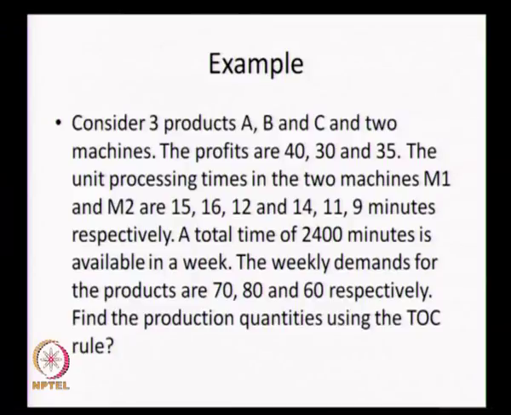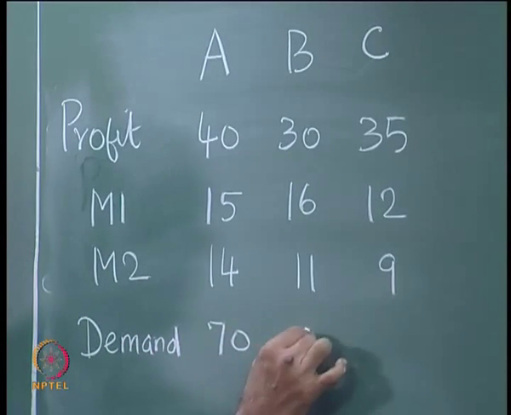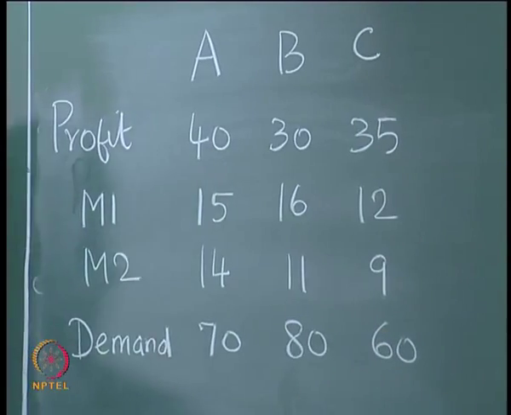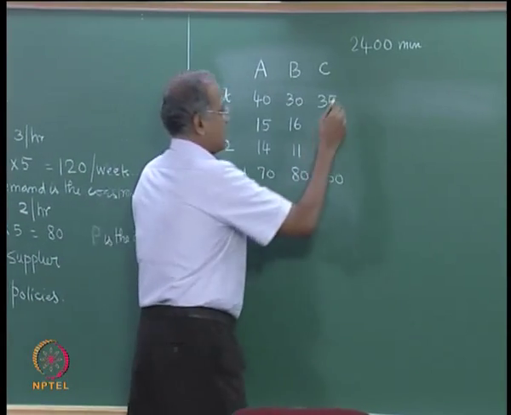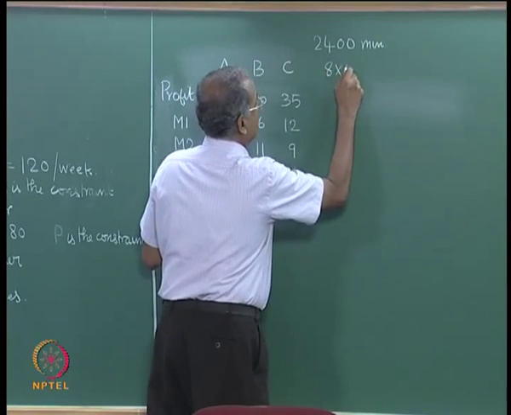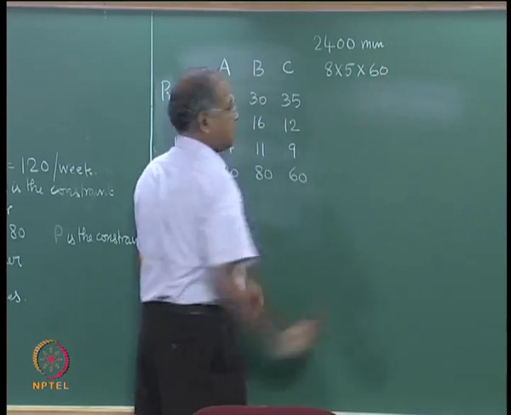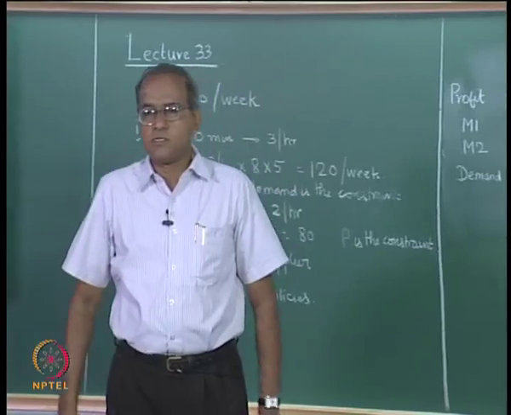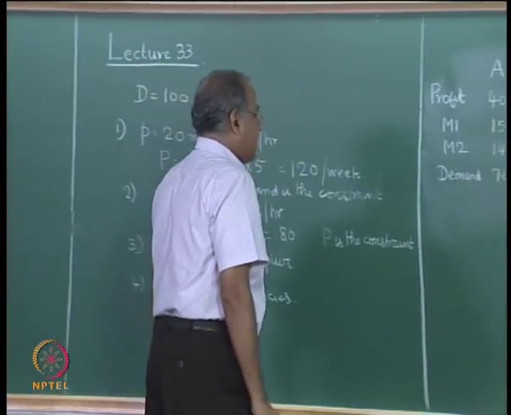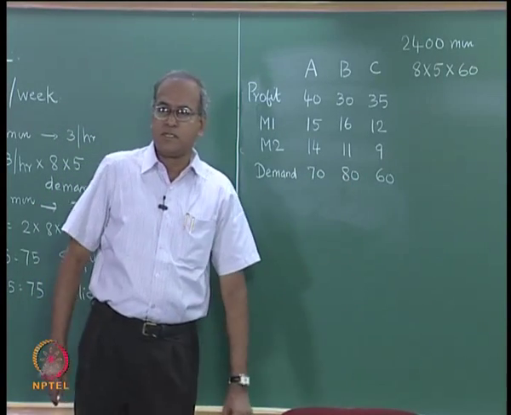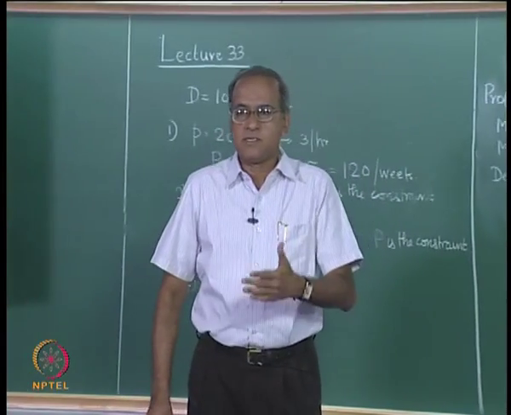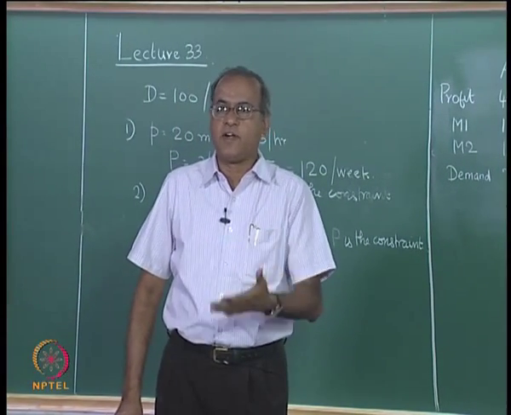Total time of 2400 minutes is available. The weekly demands are 70, 80 and 60. Now, this 2400 minutes comes out of 8 hours a day into 5 days a week into 60 minutes, which gives us 2400 minutes. Now, ideally we would like to produce all 70 of A, all 80 of B and all 60 of C and try to make as much sales as possible or as much profit as possible.